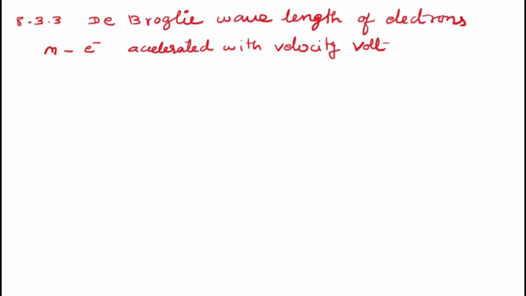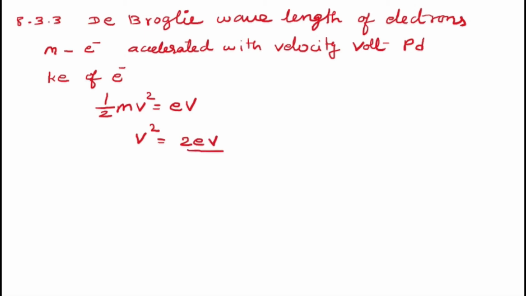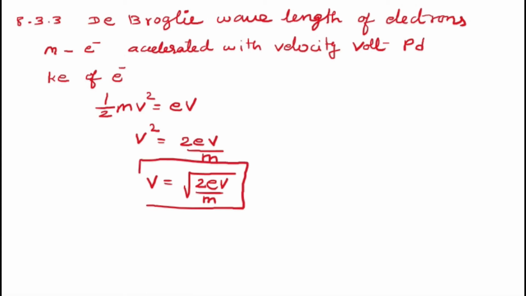Acquiring kinetic energy, the kinetic energy of the electron is 1 by 2 m v square is equal to eV. Therefore, the speed of the electron: v square is equal to 2eV by m, and v is equal to root of 2eV by m. This is the velocity of the electron.